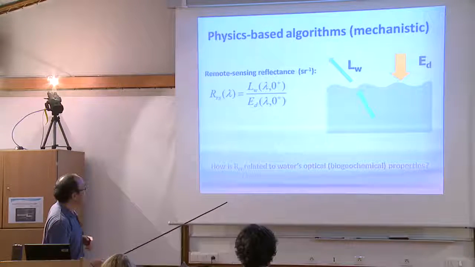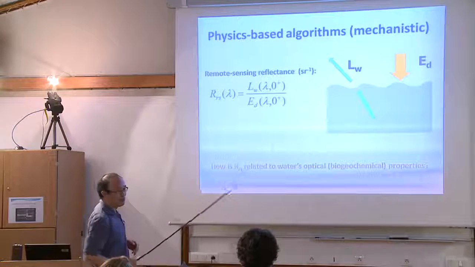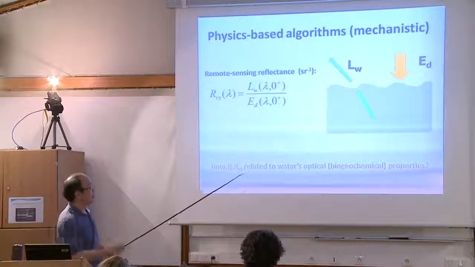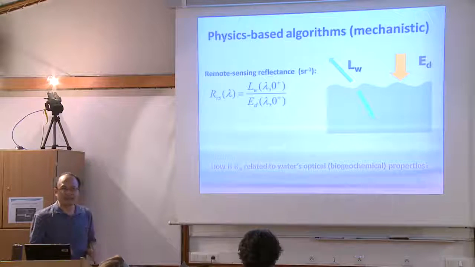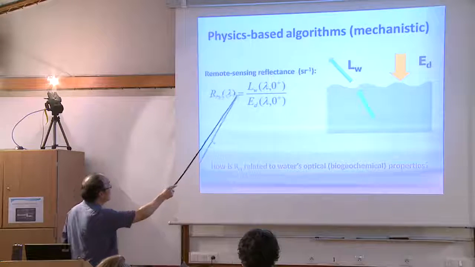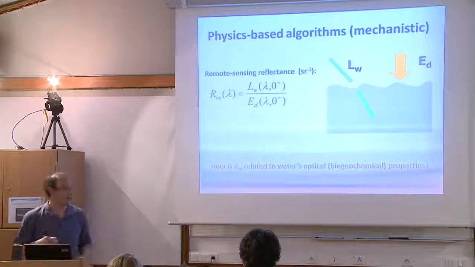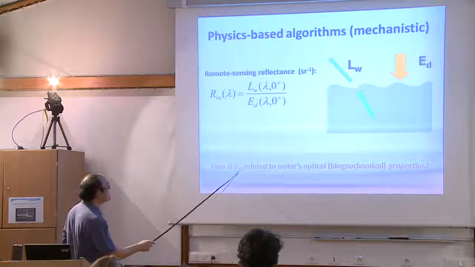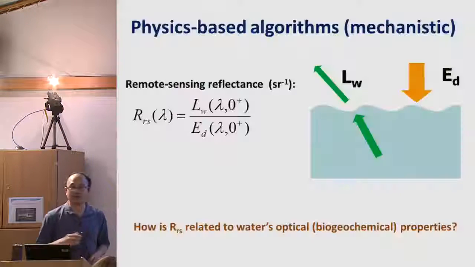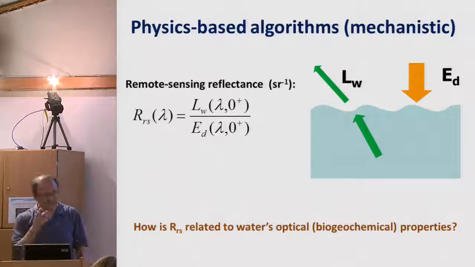As I mentioned earlier, what we measure from satellite is the water NIR radiance, Lw. Ed is the incident irradiance from both the sun and the sky. So the ratio gives us this nice remote sensing reflectance. Then the first question is how this Rrs is related to IOPs or biogeochemical properties. Only after we find that relationship will we be able to do the inversions analytically.